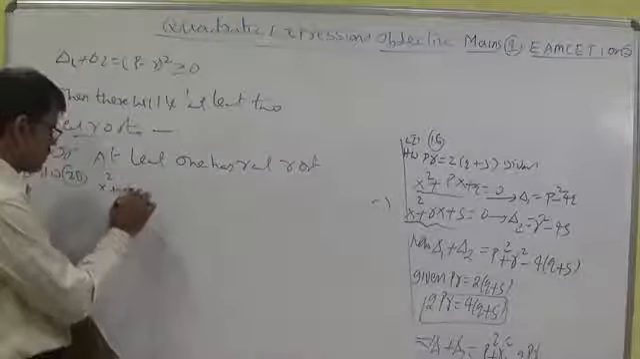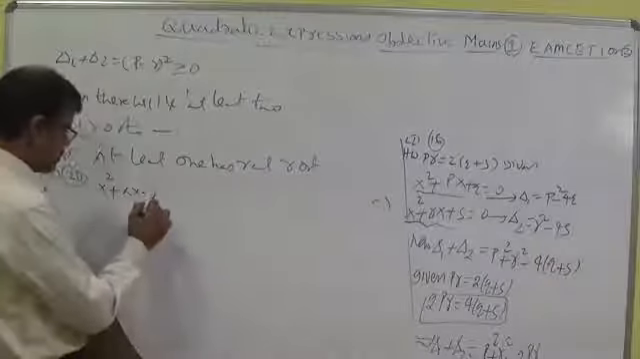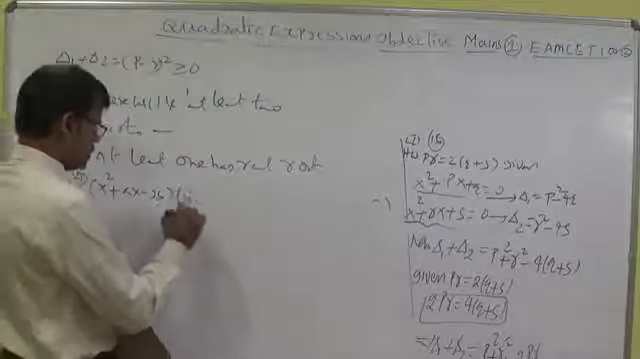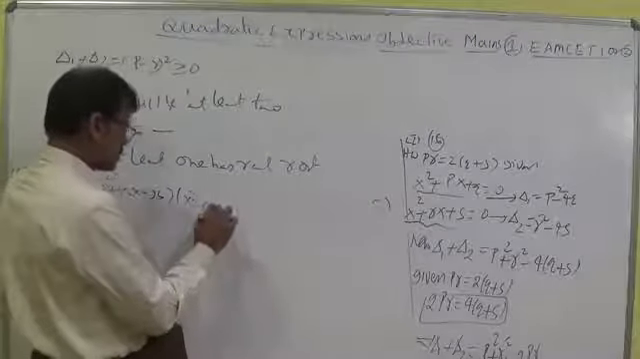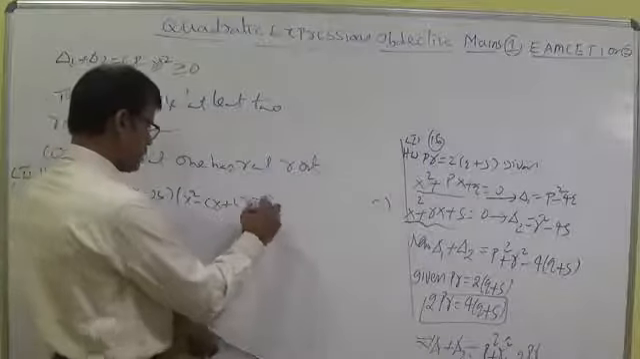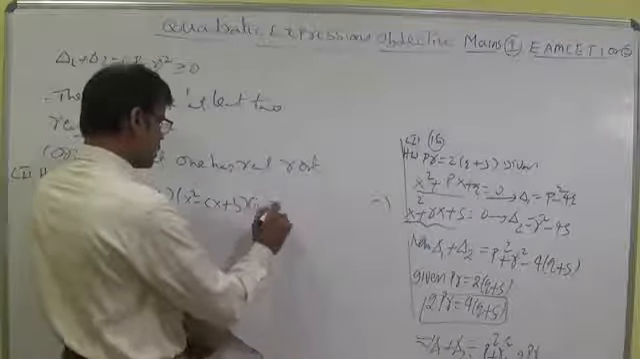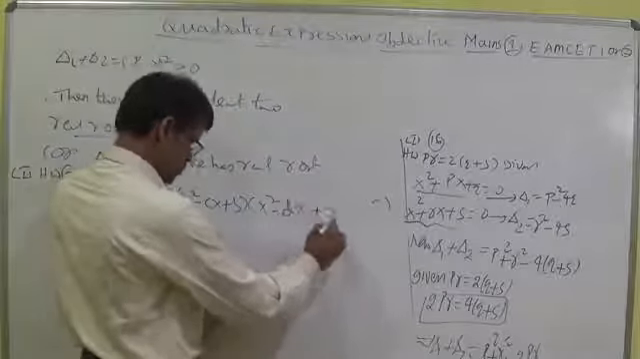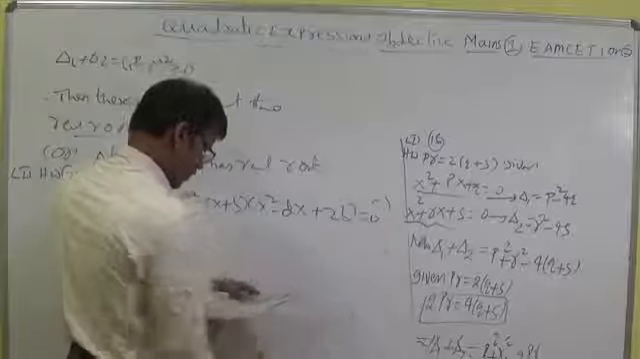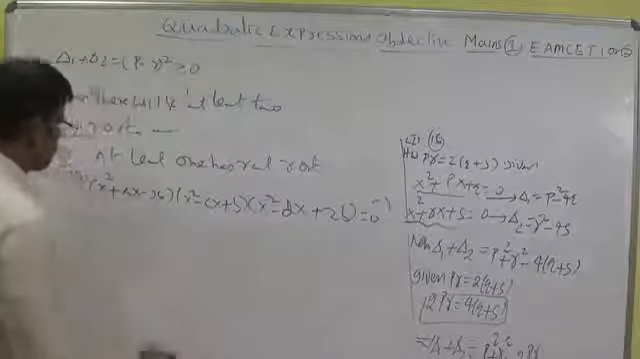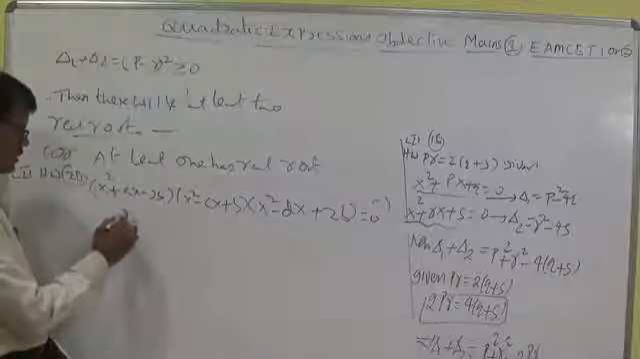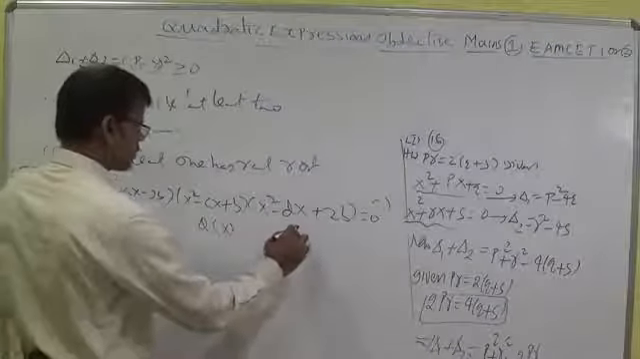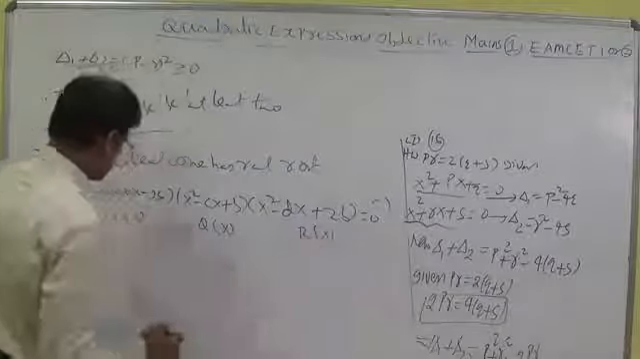x square plus ax minus 3b, into x square minus cx plus b, into x square minus dx plus 2b equal to 0. Here three quadratic equations are given. This is a combined equation of three quadratic equations. Simply we can say P of x, Q of x, R of x, like that we can think.